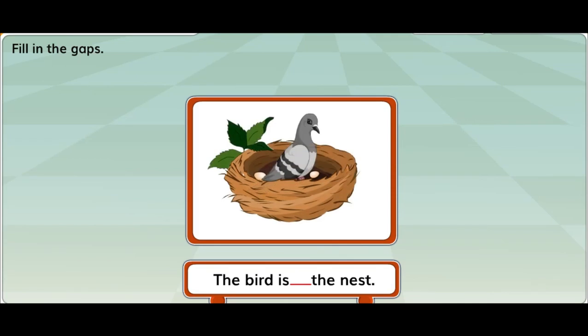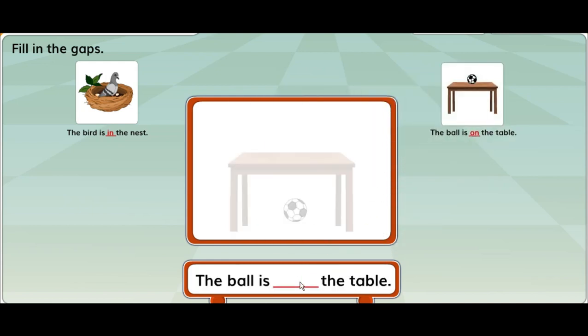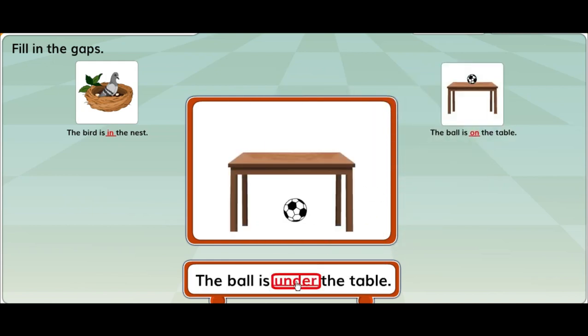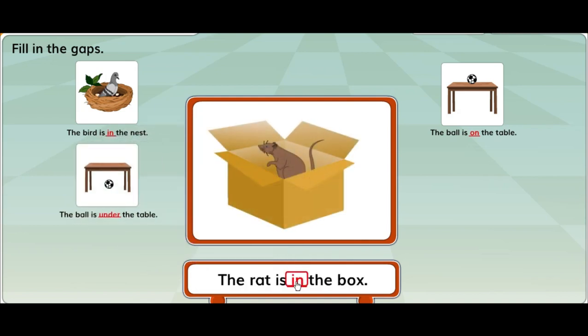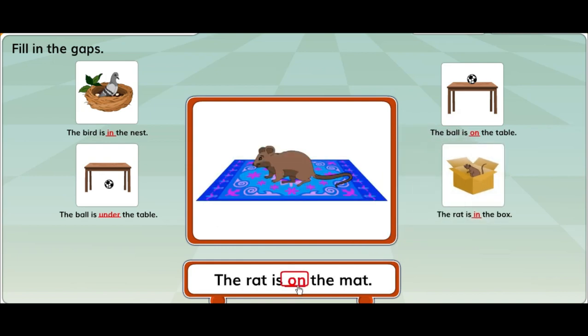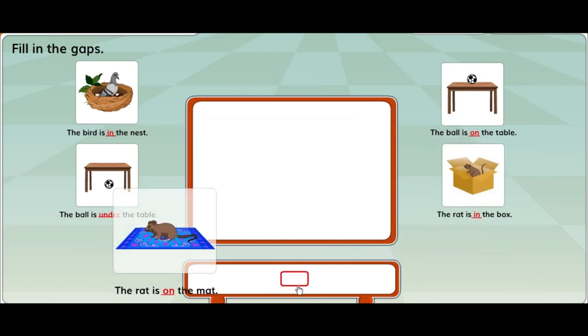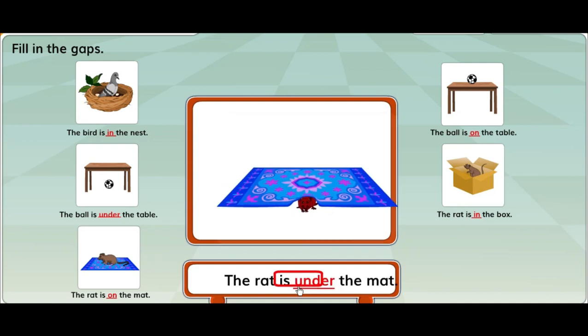Fill in the gaps. The bird is in the nest. The ball is on the table. The ball is under the table. The rat is in the box. The rat is on the mat. The rat is under the mat.